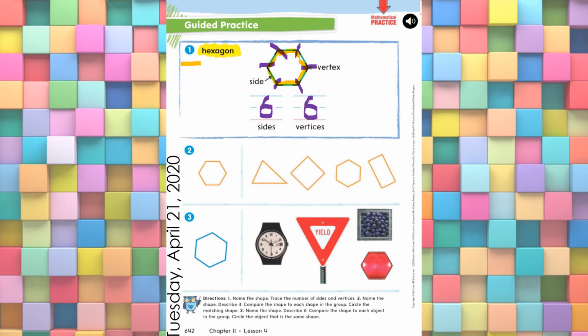All right, so now all we have to do is find the hexagons today. So looking at number 2, okay, here's the hexagon. Can you color in the other hexagons? Number 3. Which one of the pictures is a hexagon shape? Go ahead and circle it now.